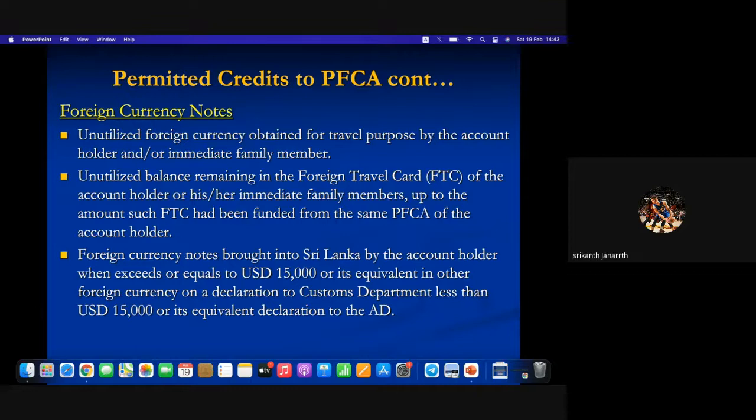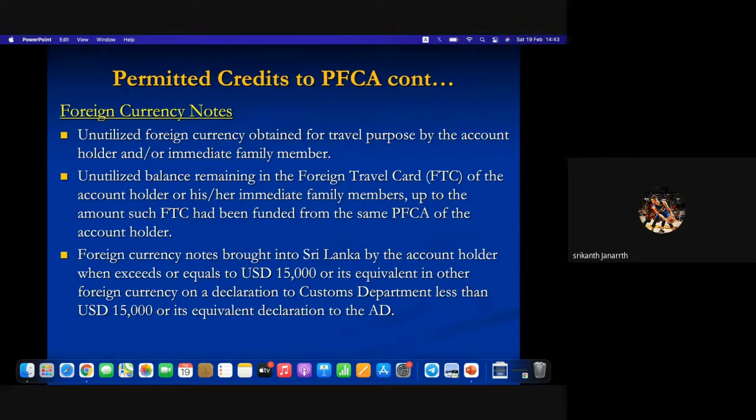Unutilized amount in the travel card can be put back to the PFC account. That comes as a credit, right? Then you can bring back foreign currency notes. Say you are a person working in the Middle East, he has a PFC account. He's a Sri Lankan working abroad. He's carrying $20,000 in notes and coming into Sri Lanka.